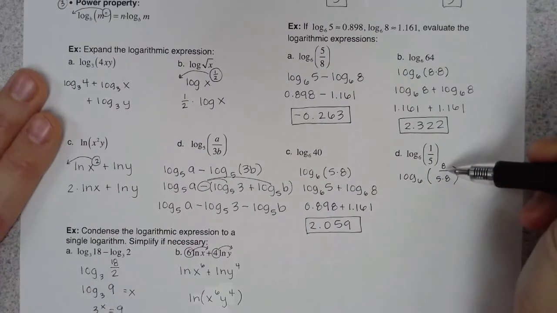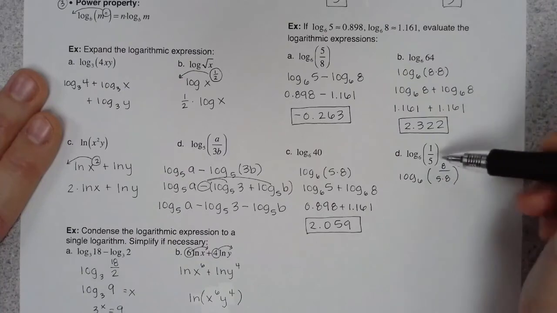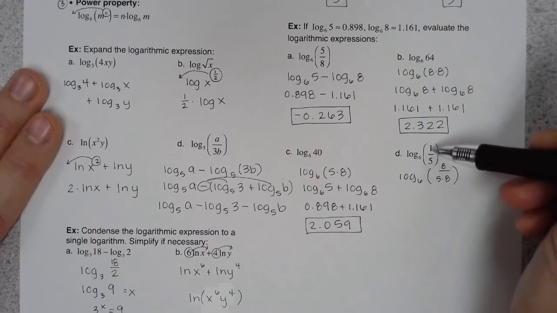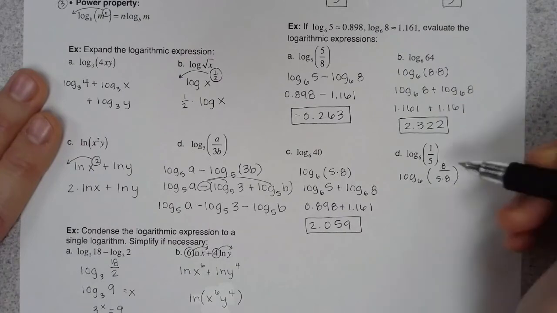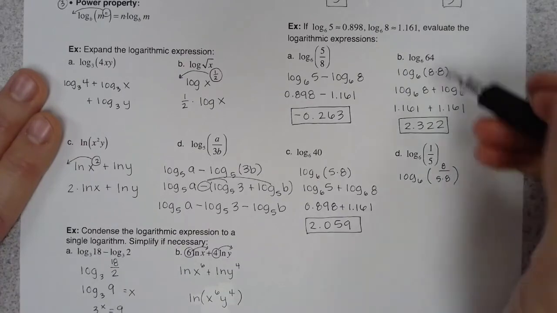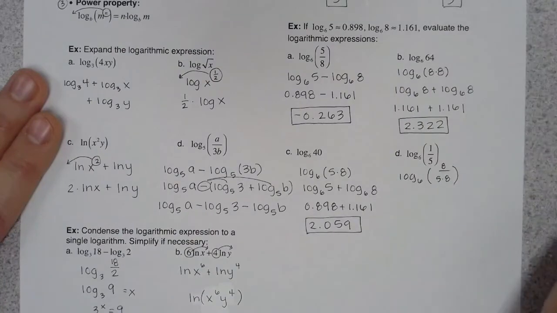The reason why I picked these numbers is because 8 over 40 would reduce to give you 1/5. So if you multiplied the top and the bottom by an 8 on this one, you could make the 1/5 out of the two numbers that they give you.